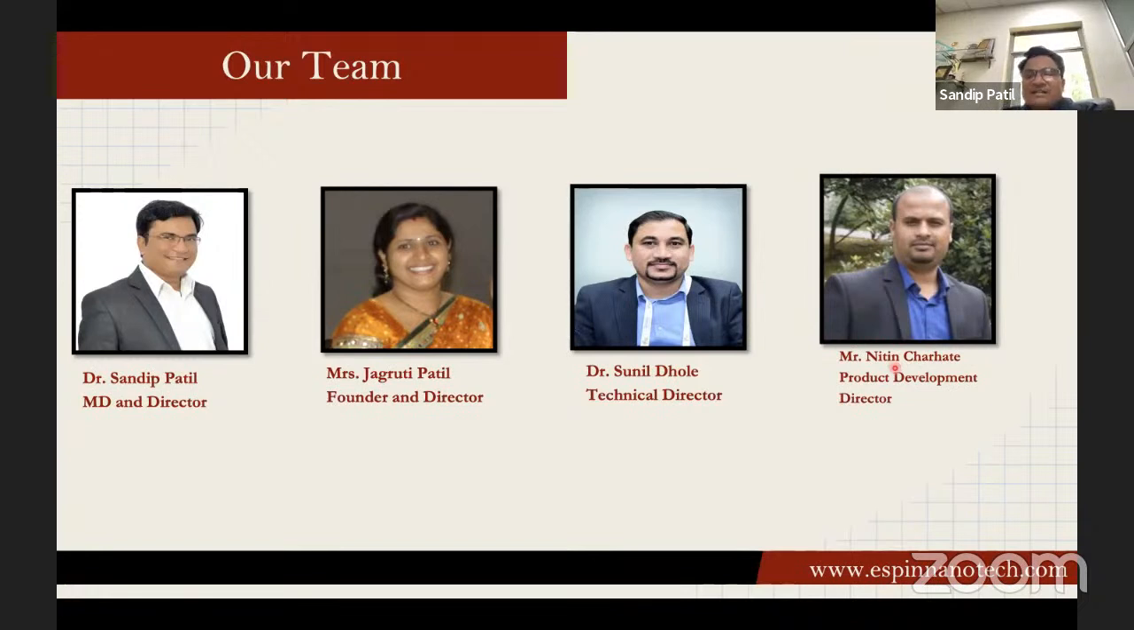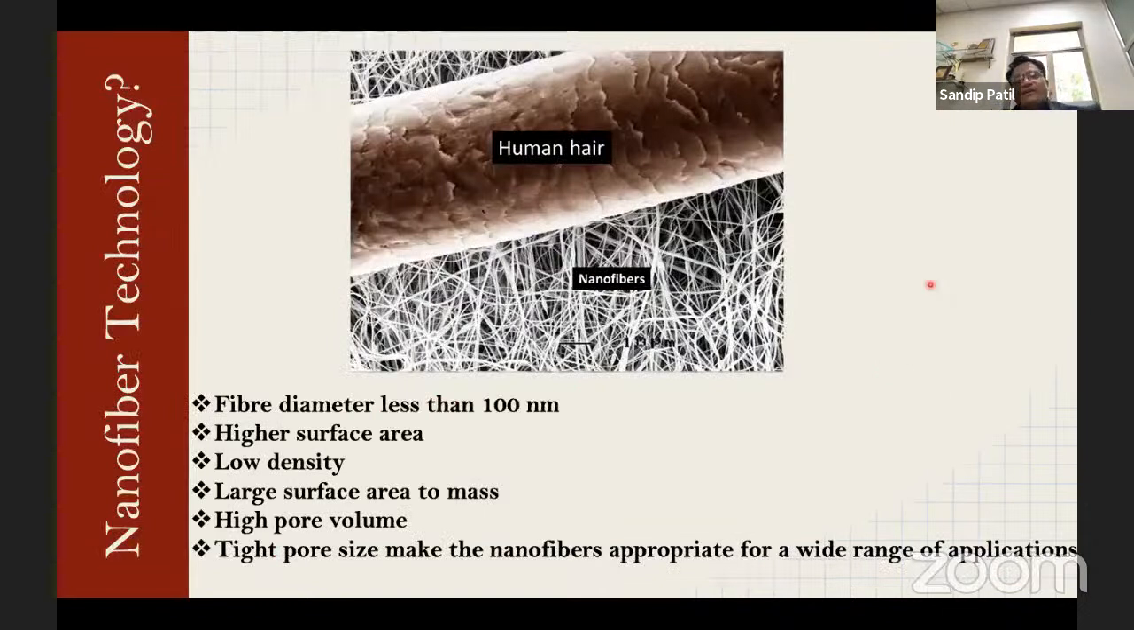And we are working largely to develop sustainable, eco-friendly, energy-efficient technology using nanofibers for air filtration applications. Out of those, we were able to manage largely the product size in the COVID time. So what is nanotechnology?